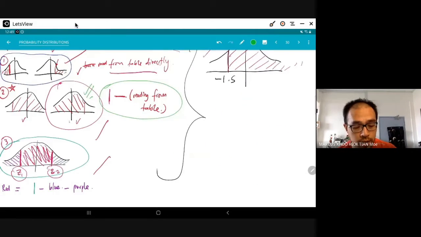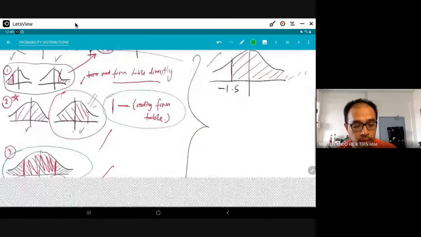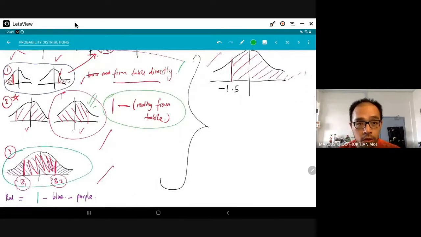But all these notes, whether you read directly from the table, subtract from one, or subtract the ones at the sides, you have to remember. It's easier to remember when you remember that the whole area equals 1. The probability is always equal to 1. But if you can't remember, then use this to help you. But you must memorize. If it is like this, we read this way. If it is like this, we subtract from one. If it is like this, we subtract the two at the sides.